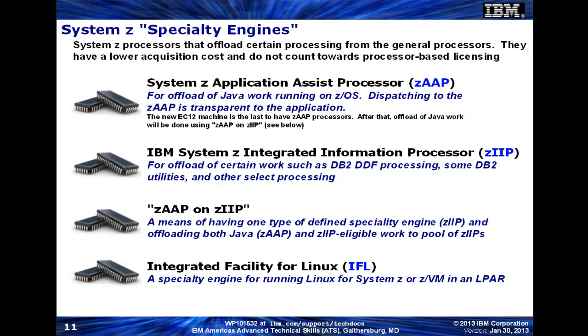zAAP on zIIP is essentially the same thing as zAAPs, except that it allows both Java work and zIIP-eligible work to be performed on the zIIP. That's simply a way to more efficiently use a pool of specialty zIIPs rather than having to allocate processors as zAAP or zIIP.